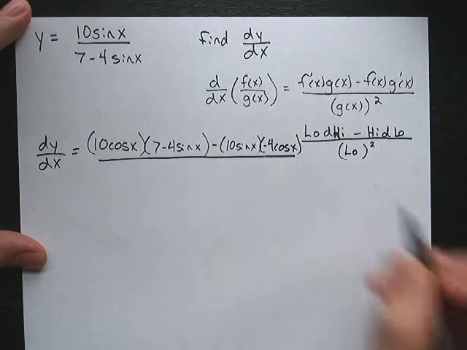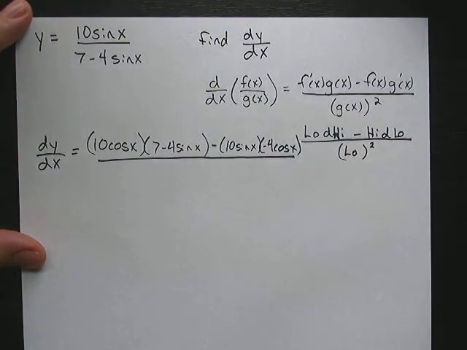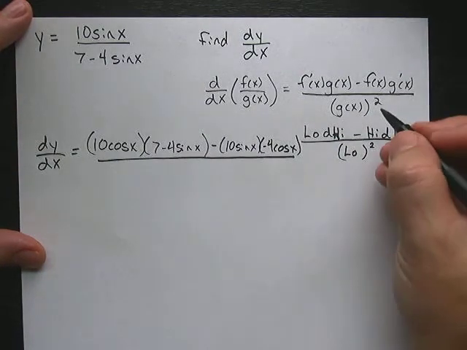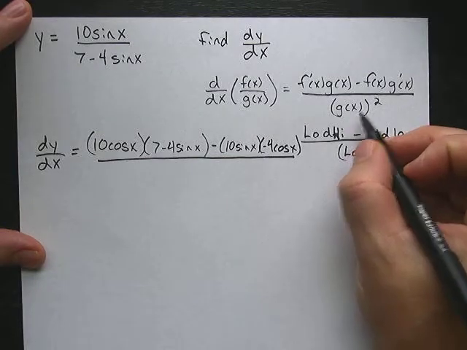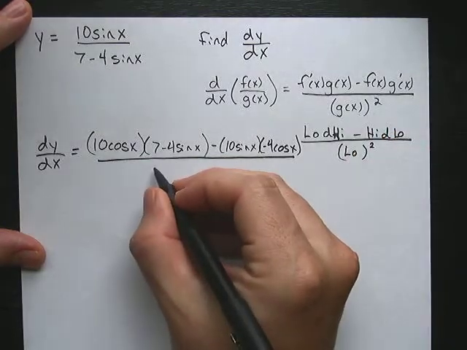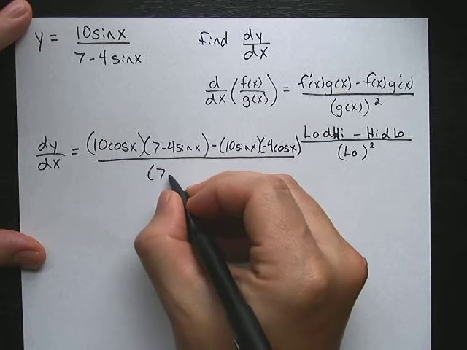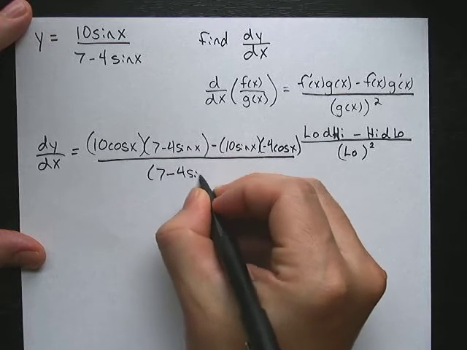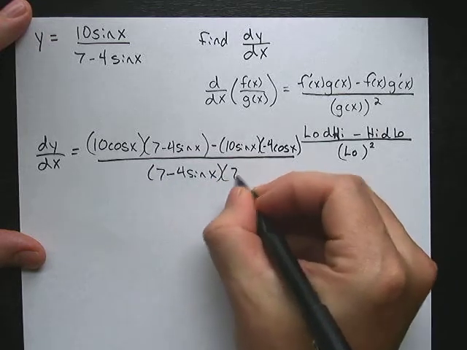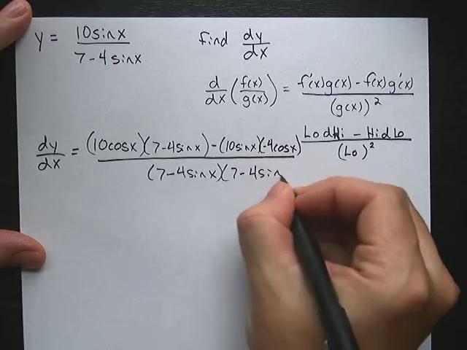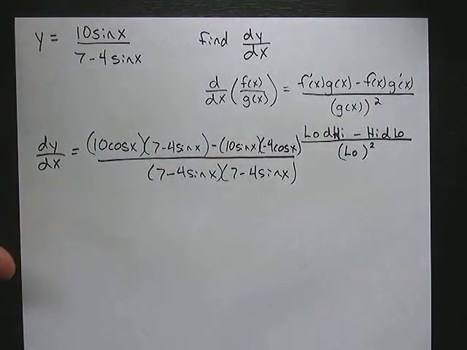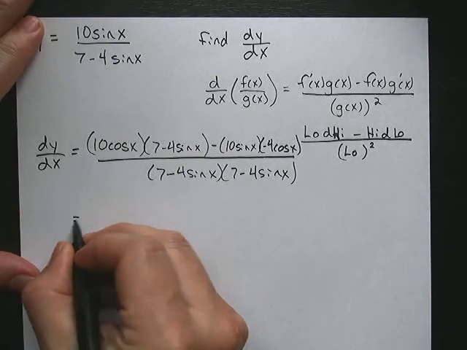Okay, and then that's all divided by the denominator squared, excuse me. So that is, let's just write it out twice, 7 minus 4 sine x times 7 minus 4 sine x. I'm writing it out twice there just in case later in the problem it gets reduced. I don't think it will. If not, we'll put it back together. Let's find out. So let's multiply through.